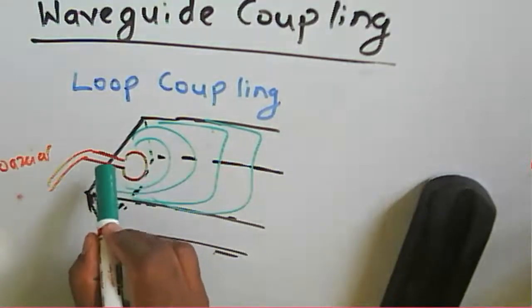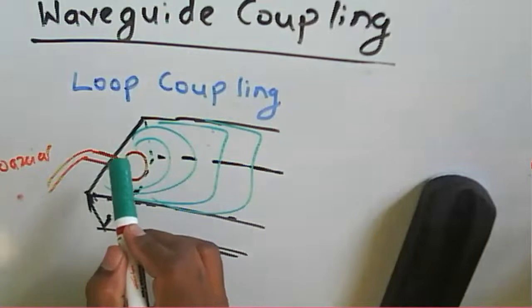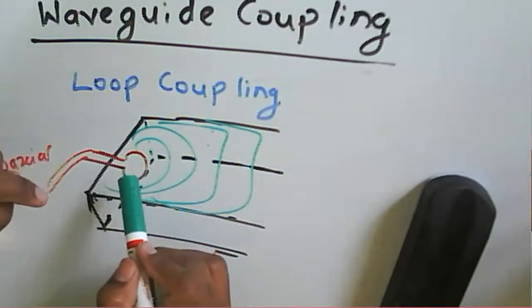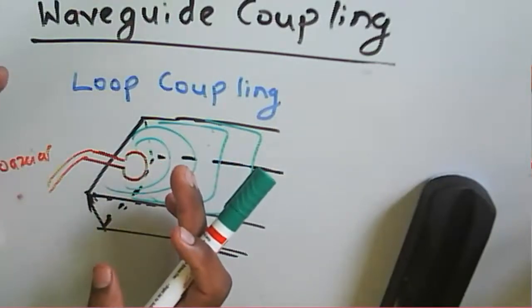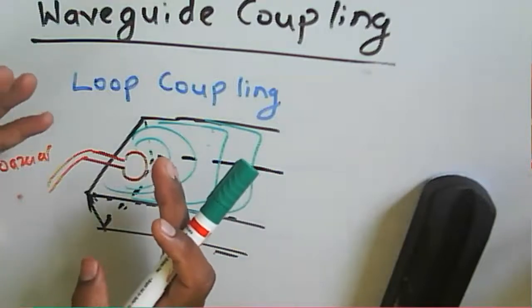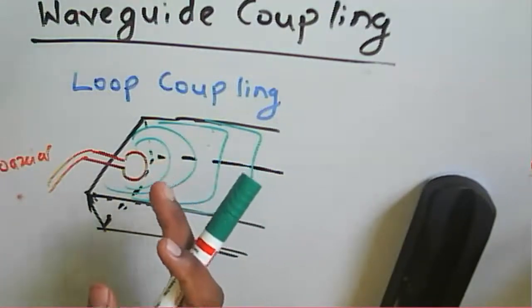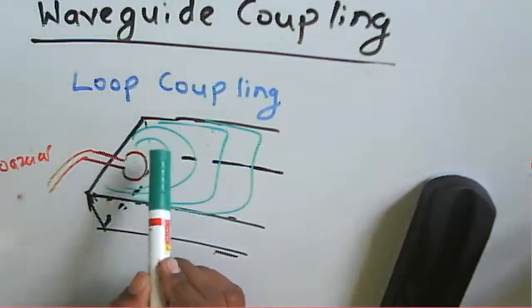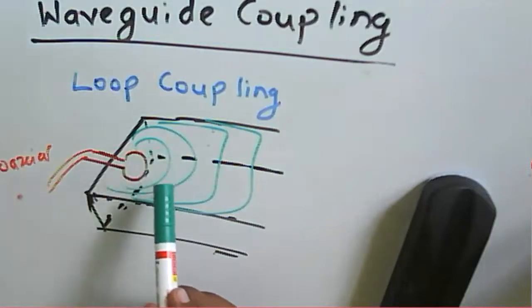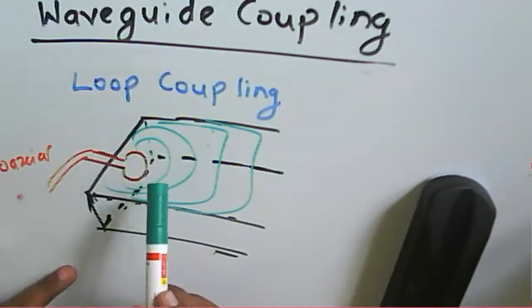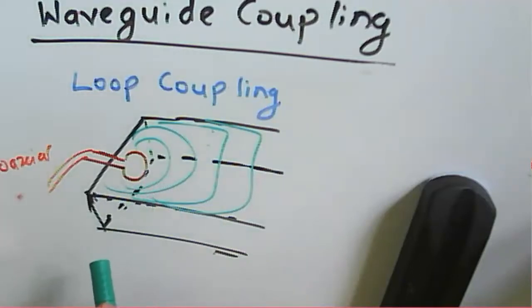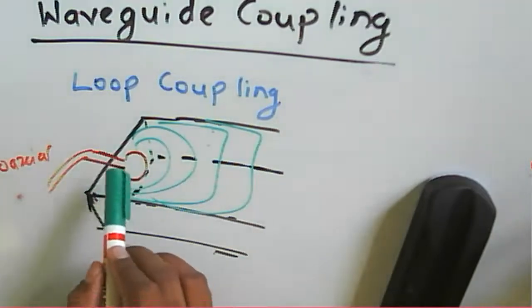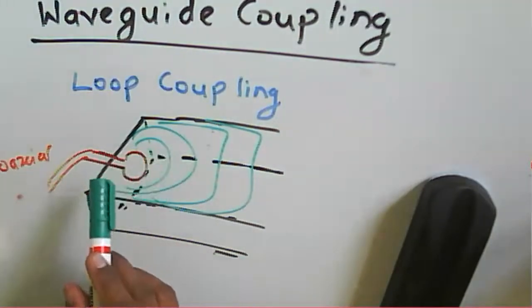And we can increase or decrease it based on the section of the loop. For a small section of a loop, the power handling capability will be less. If we increase the diameter of that loop, then the power handling capability of this guide will be increased. Then the bandwidth can be increased by increasing the size of the wire. According to the wire size used to make the loop, the bandwidth will be increased.